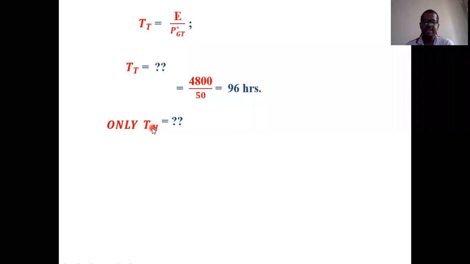So this is the TT value, that is E by PGT star. When you substitute the E value and PGT star, you will get the TT value as 96 hours. Then how to get the TH value? The TH value is nothing but the total time period minus the TT value. It is nothing but 72 hours. This 72 hours is nothing but the hydropower plant time duration.